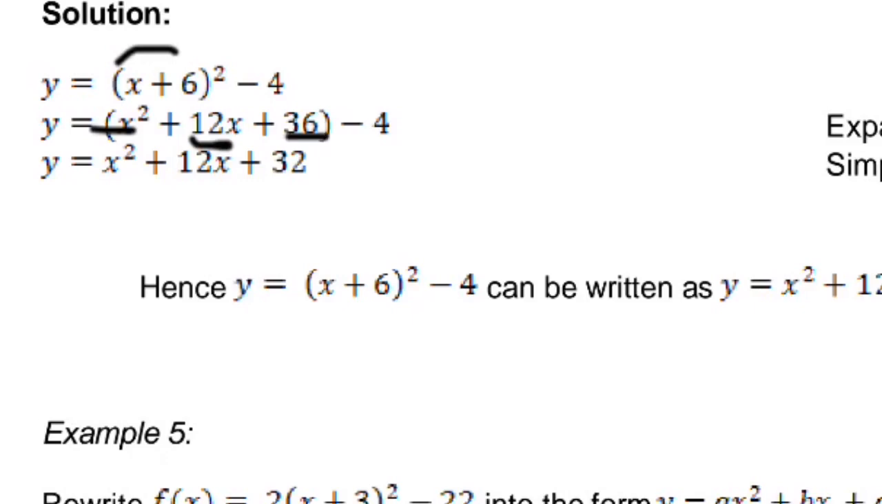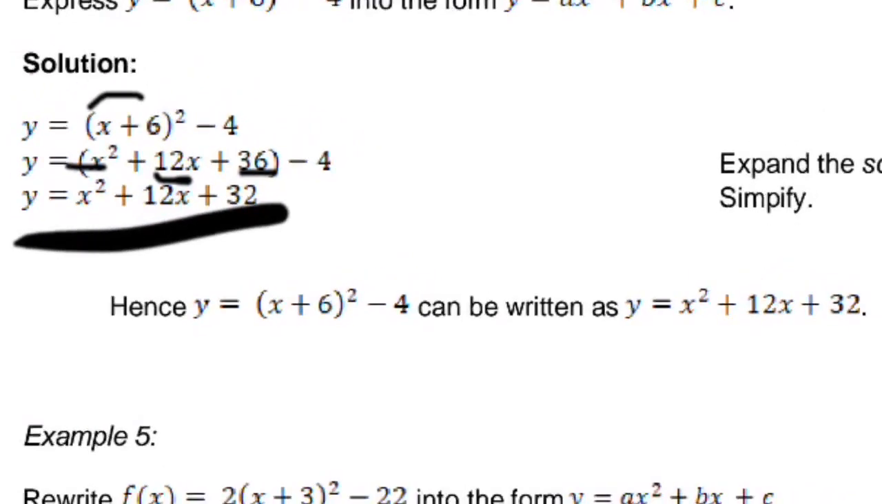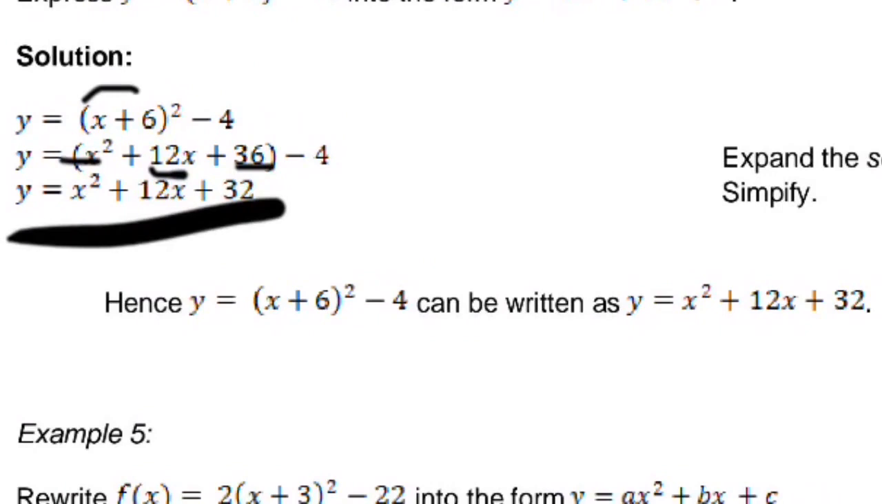Then combine 36 and 4. So you're going to have x squared plus 12x. 36 minus 4 is 32. Okay? Hence, y equals quantity of x plus 6 squared minus 4 can be written as y equals x squared plus 12x plus 32.